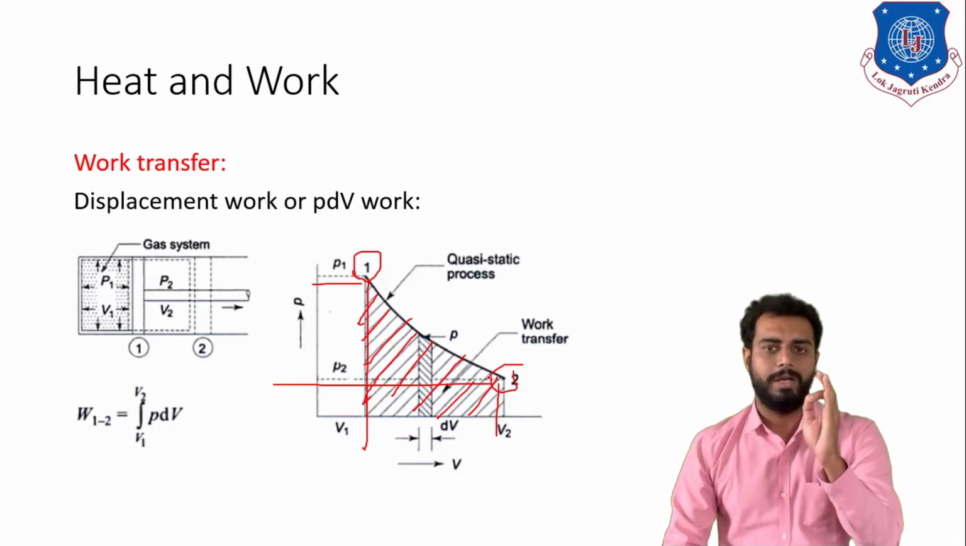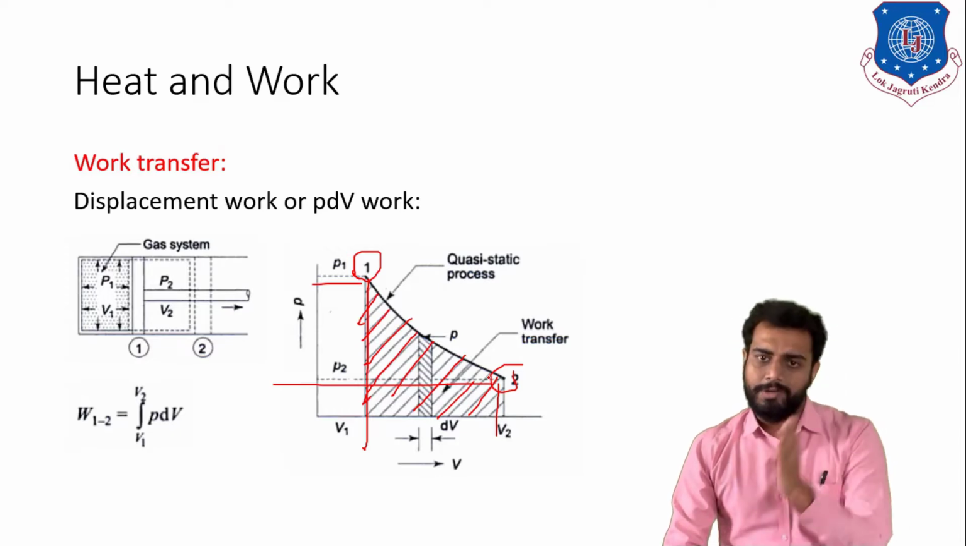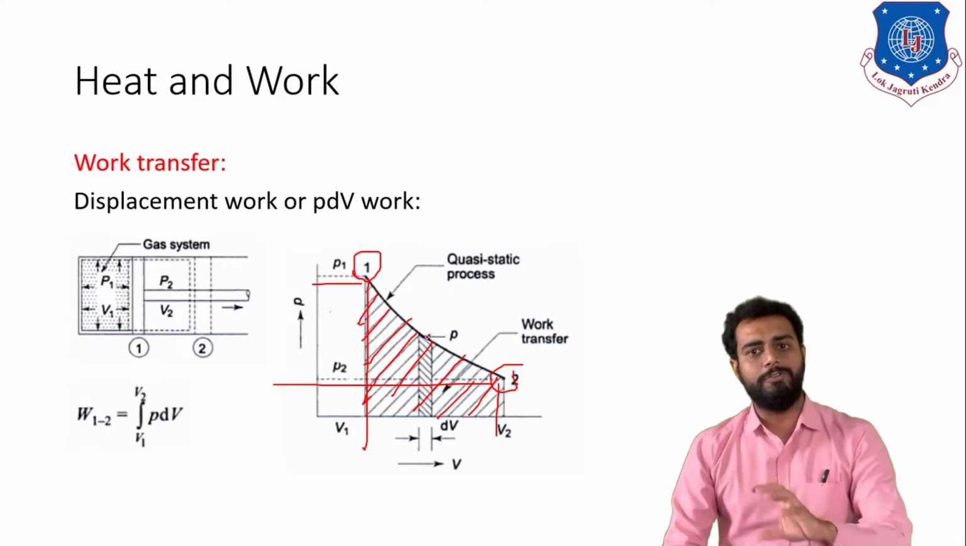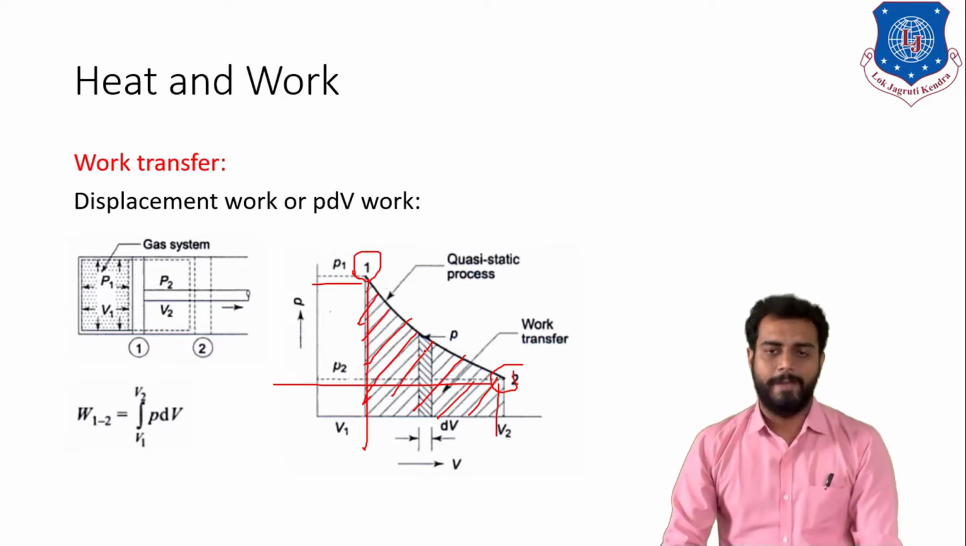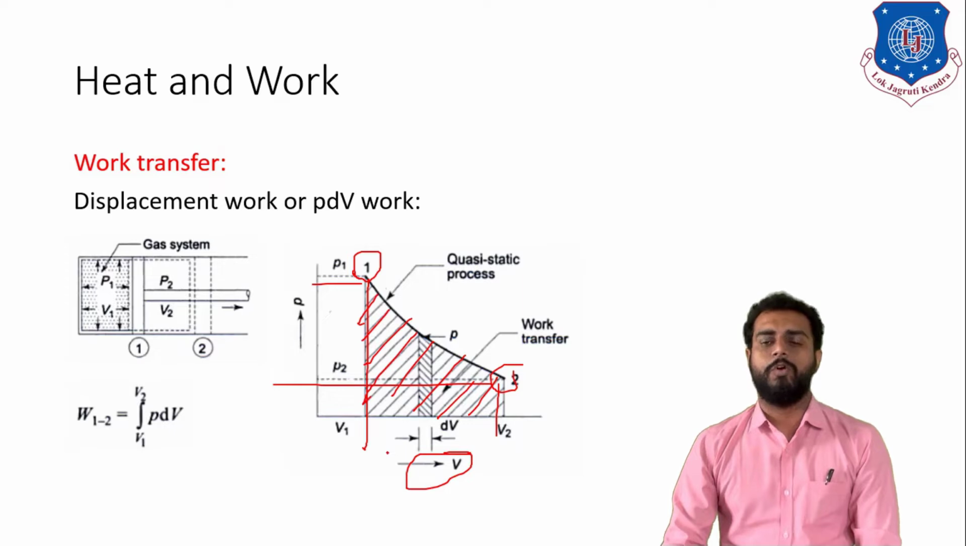So always remember that when you plot the graph of pressure versus volume, and if you plot any curve on that graph, then the area under that curve will give you the work done during that particular process. Remember, students, that the area is taken on the x-axis, that is, the volume axis.